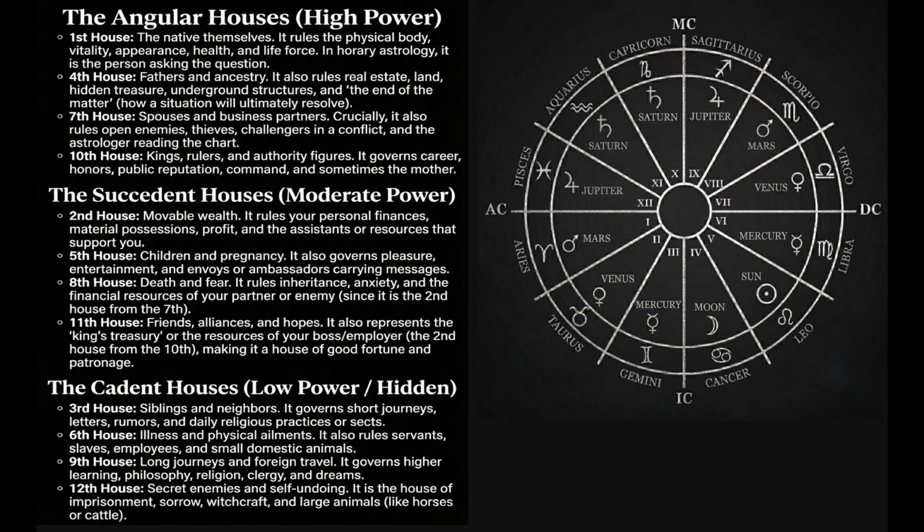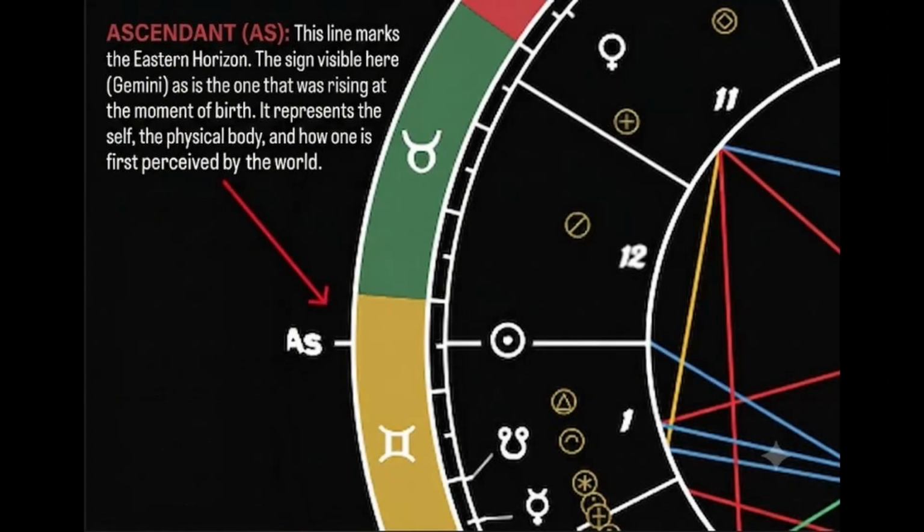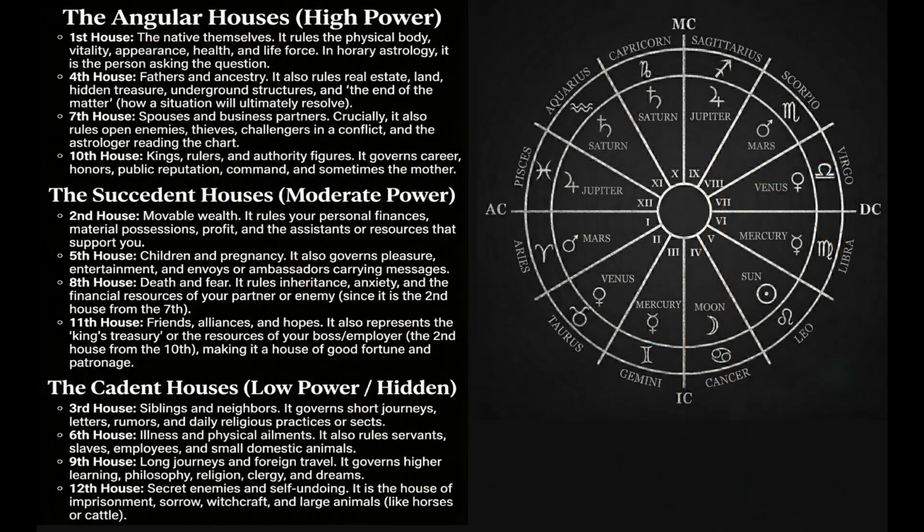The circle is divided into 12 sections called houses. Each house corresponds to a different area of life: your identity, your finances, your relationships, your career, your home life, your creative expression, and so on. Starting from the left side of the wheel at the point called the ascendant, the houses move counterclockwise around the circle. The symbols placed inside those sections are your planets.